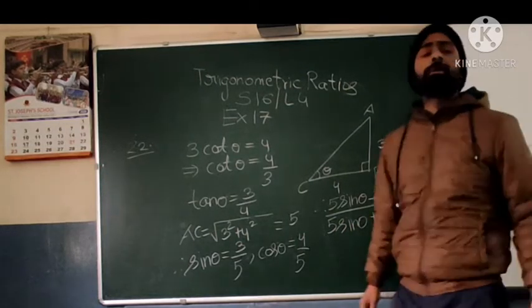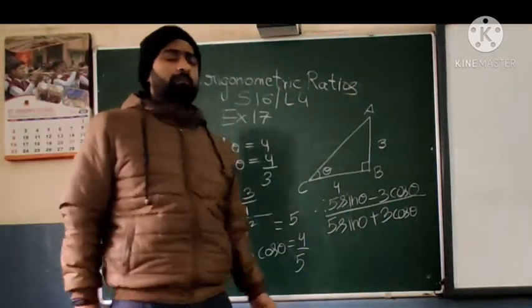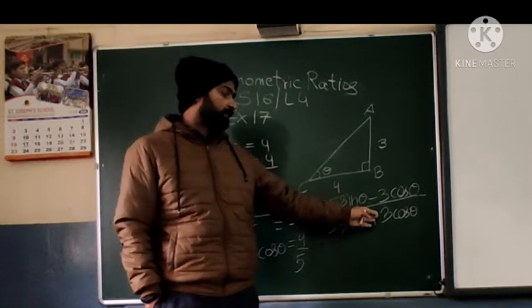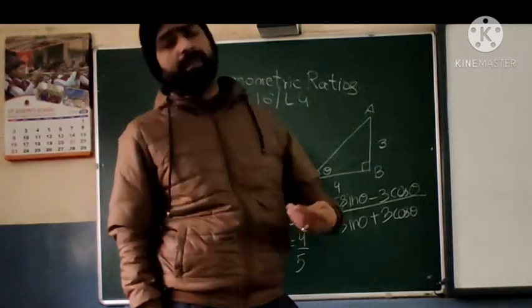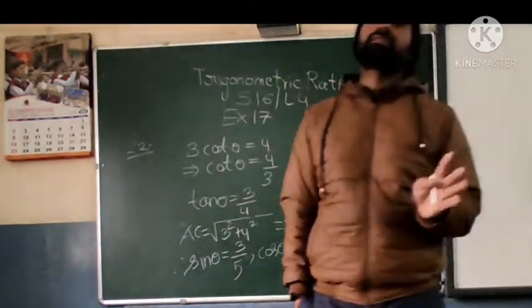See here, some people amongst you will be tempted to use rationalization here, but don't go for rationalization, because 5 sin theta minus 3 cos theta will give you what? Sin square theta minus cos square theta. That will again complicate the problem only. We are not here trying surds.